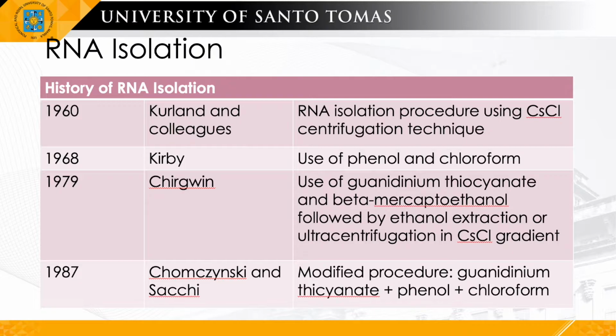In 1968, Kirby introduced the use of phenol and chloroform. In 1979, we have Chirgwin. He used guanidinium thiocyanate and beta-mercaptoethanol, followed by ethanol extraction or ultracentrifugation in cesium chloride. And then in 1987, we have Chomczynski and Sacchi. They modified this procedure and now use guanidinium thiocyanate, phenol, and chloroform.